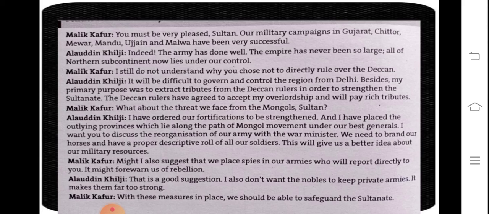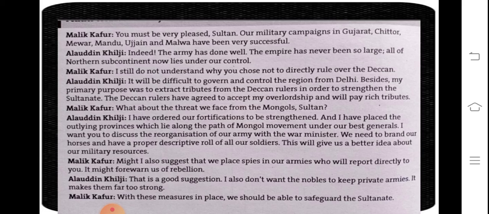Malik Kafur was confused and asked, "I still do not understand why you chose not to directly rule over the Deccan." Alauddin Khilji replied, "It will be difficult to govern and control the region from Delhi. Besides, my primary purpose was to extract tributes from the Deccan rulers in order to strengthen the Sultanate. The Deccan rulers have agreed to accept my overlordship and will pay rich tributes."